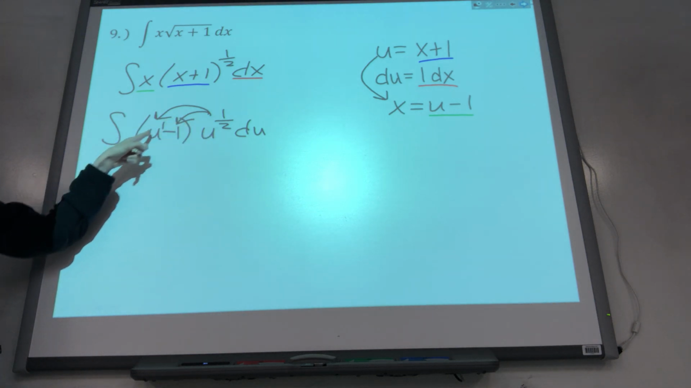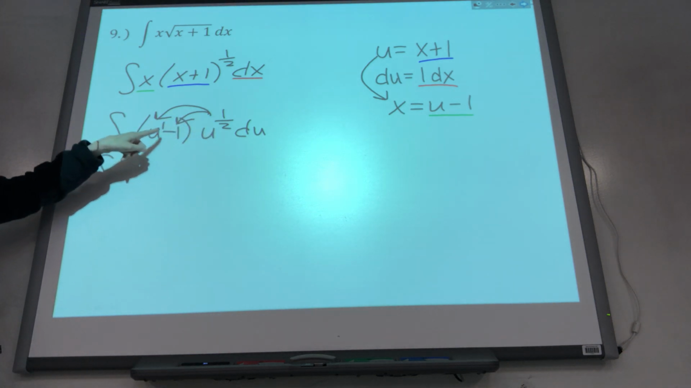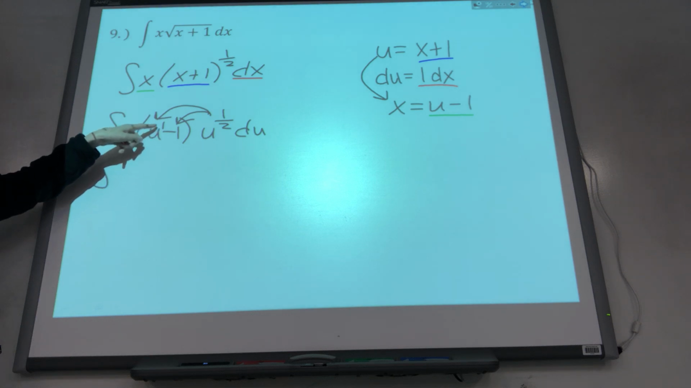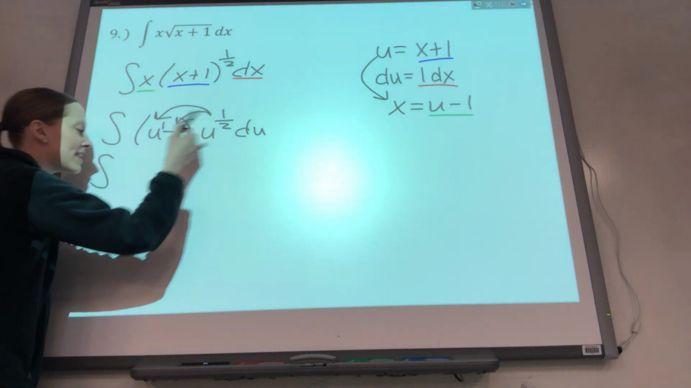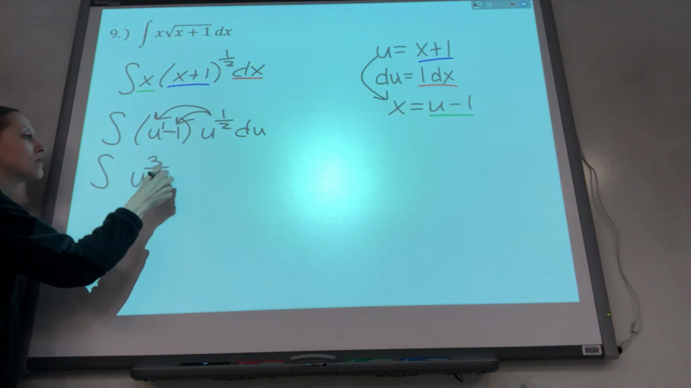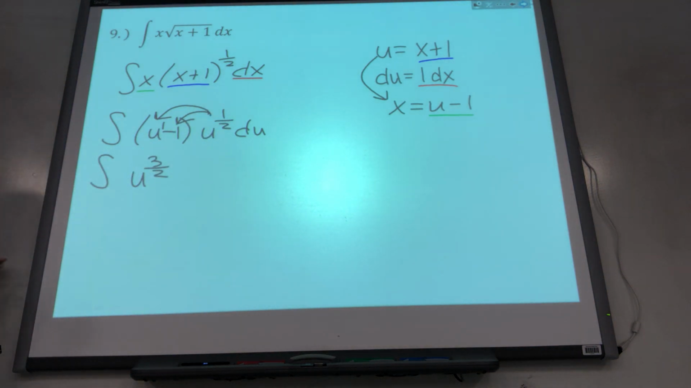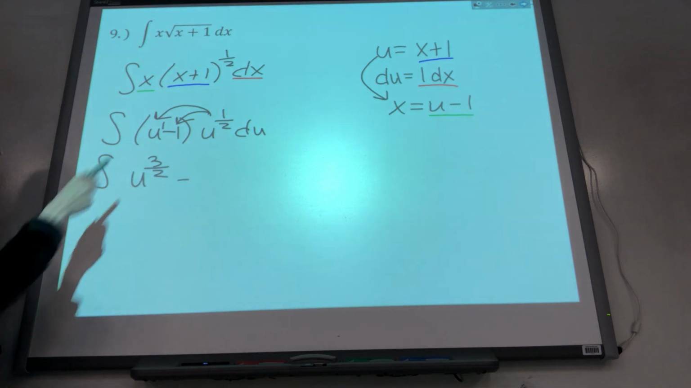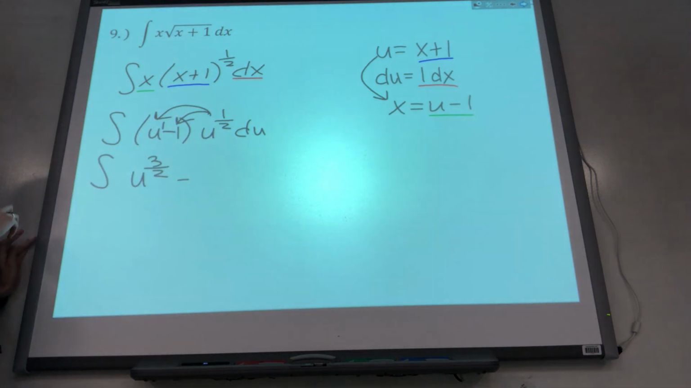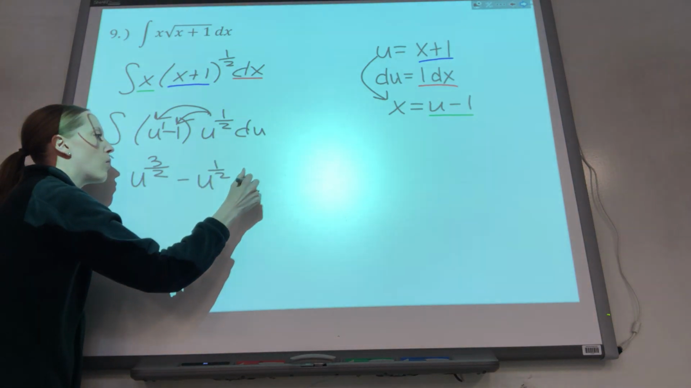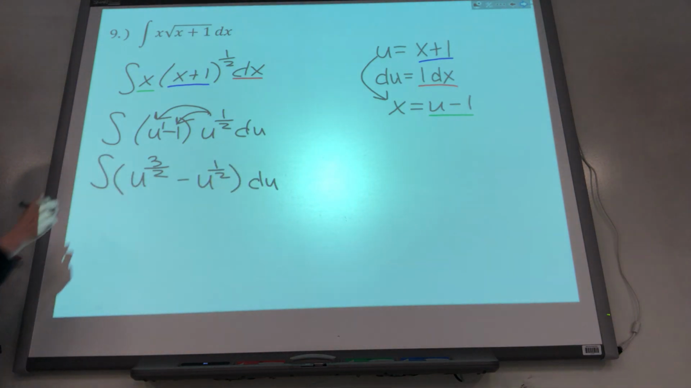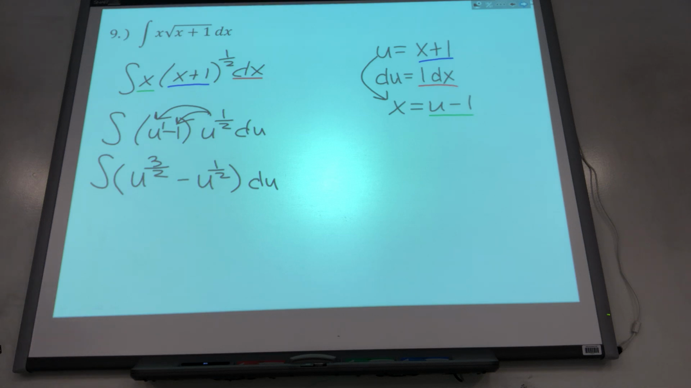I'll have to add my exponents. And you may even want to think of the 1 as 2 over 2. So 2/2 plus 1/2, that would be u to the 3/2 power minus u to the 1/2 times 1 is just u to the 1/2 power. Now keep in mind that you have not integrated yet. This is still just simplifying.